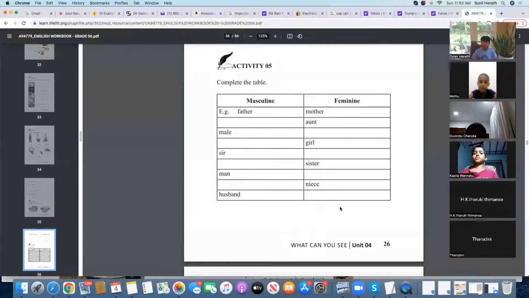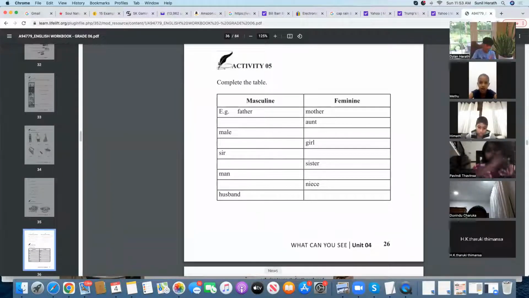So we know the masculine and feminine version of these words of a family. Like uncle is the male version of aunt. That was perfect. So before we end the class, I have two things to do.